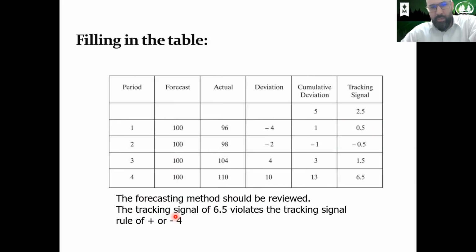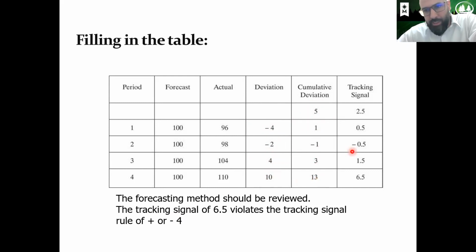Now let's go ahead and share the answer with you. Starting with the deviation, we have minus 4 here, minus 2 for the second period, 4, and 10. Now the cumulative deviation starts with a 5, which is given to you. 5 plus minus 4 will give you 1. This is the cumulative deviation. Then 1 plus minus 2 gives you minus 1. Minus 1 plus 4 gives you 3. 3 plus 10 gives you 13.